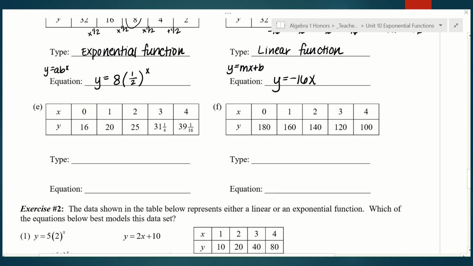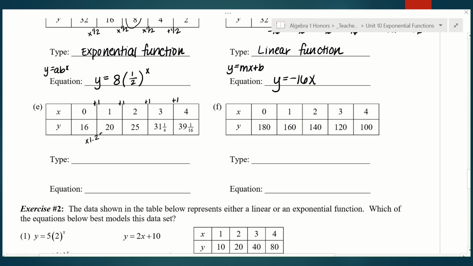All right, for E, what's going on here? Let's see. So we know these are all going up by 1. I can clearly see that this is not linear because I'd be adding 4, then 5, and so on. So let's test if it is exponential. In order to do this, I'm going to work backwards. I'm going to see what is 20 divided by 16. And when I do that, I get 1.25.